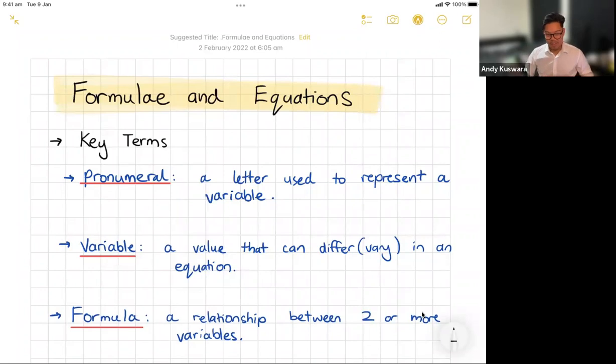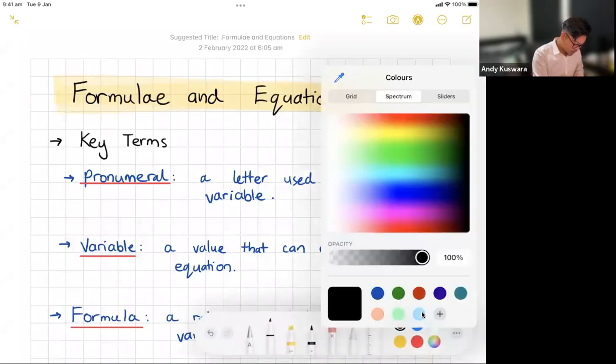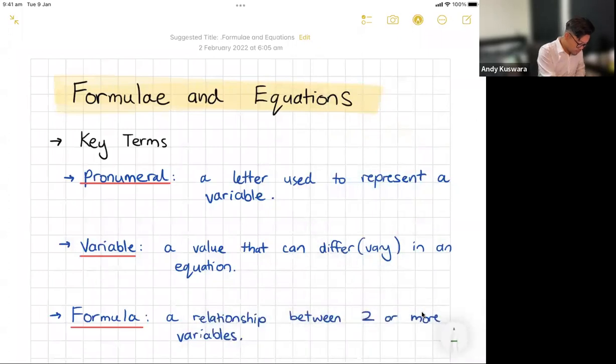Now, here are the key terms. I want you to write these down as well. If you're in my class, if you're online, pay attention. First thing, pronumeral. Simply put, it is a letter to represent a variable. Examples of some pronumerals: A, B, C, X, Y, Z, etc. Any letter used to represent a variable.